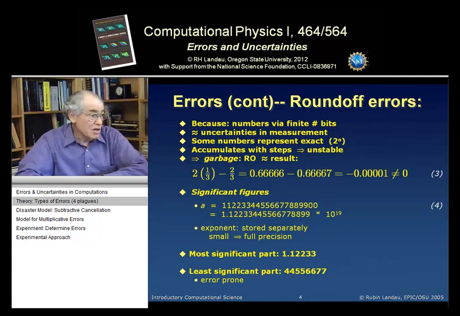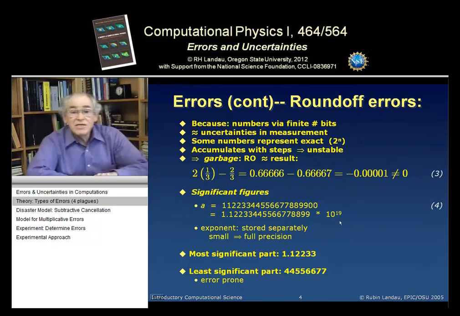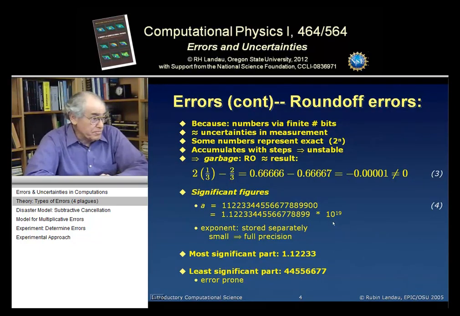Scientists often use a number from 1 to 10. So this is scientific notation. That's called the mantissa, and that mantissa is multiplied by some power of 10, in this case, 10 to the 19. 19 is called the exponent. Since the exponent is almost always a small number, you can assume it's stored exactly on the computer.